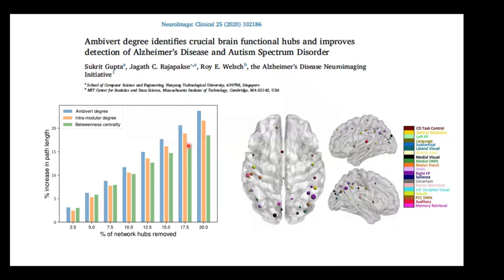Another work, very recent work, is to identify the hubs. How do you identify the hubs? We came up with a new degree called ambivert degree, a new measure. Using this measure, you can say whether this node is a hub or not. The special thing about this measure is we look at the variability across individuals. If this node is very stable across that, we give a high score for this measure, ambivert degree. So by using ambivert degree, we were able to identify the hubs in the brain, the regions that are very important in the communication of the information processing within the brain. So these are the different hubs in different modules.